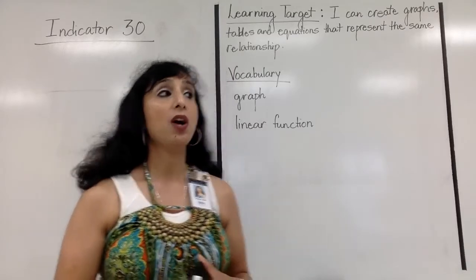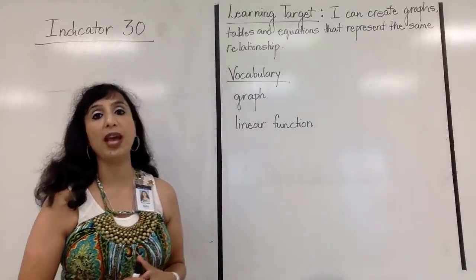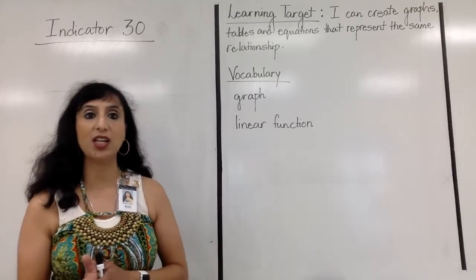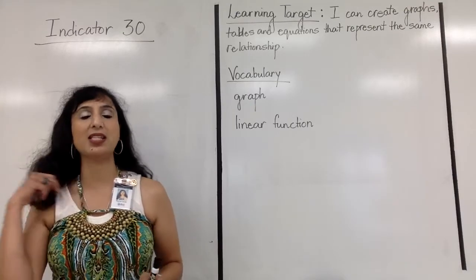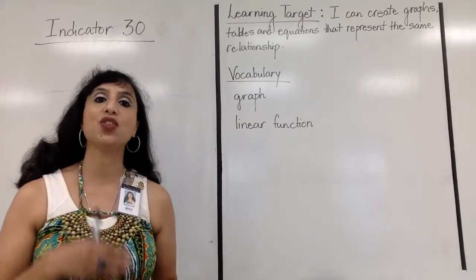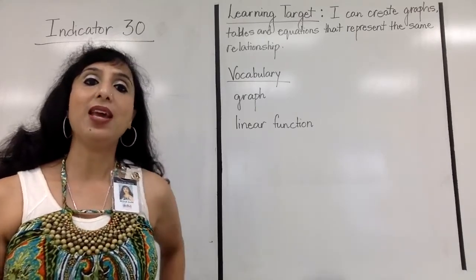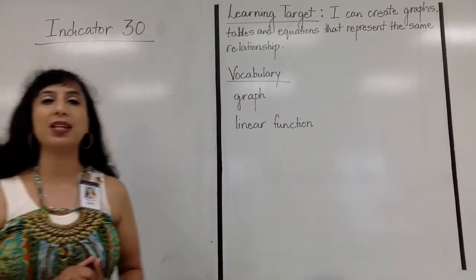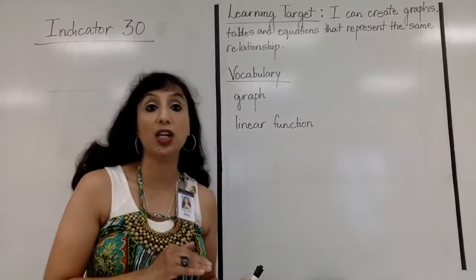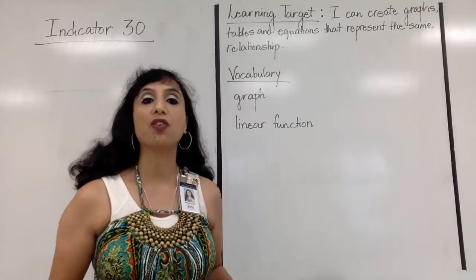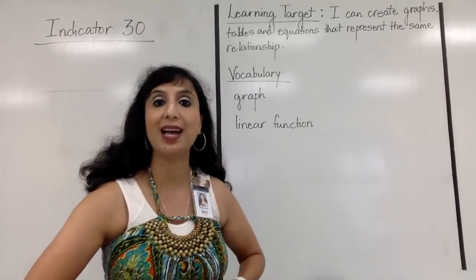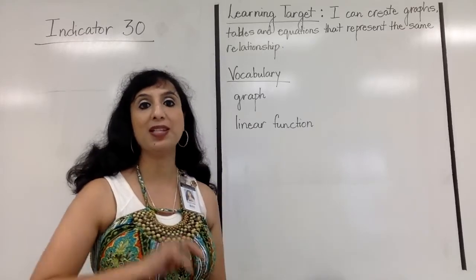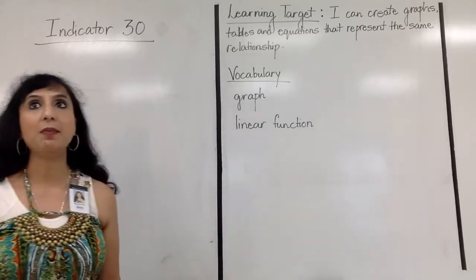As you can see, vocabulary: graphing. Graphing is a visual representation of the data that you have. It makes it very easy to read. We'll talk about a linear function in a little bit, but basically the graph of that function rule should be a straight line and not curved. Linear means straight.